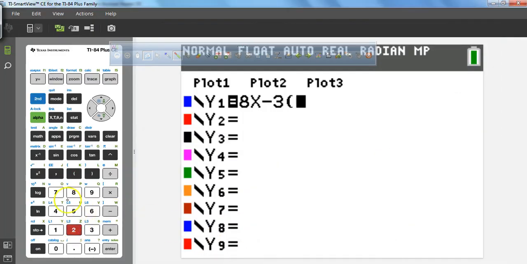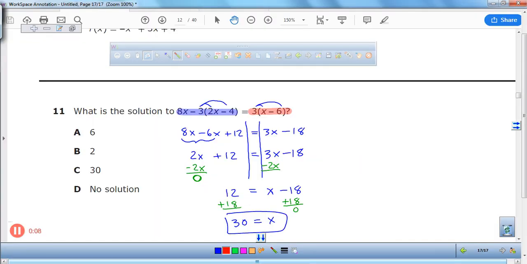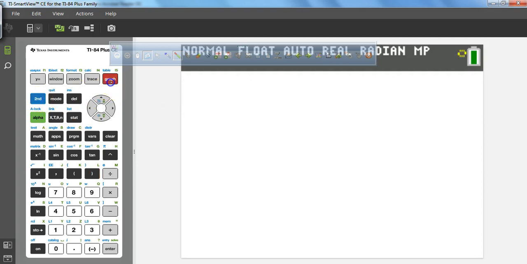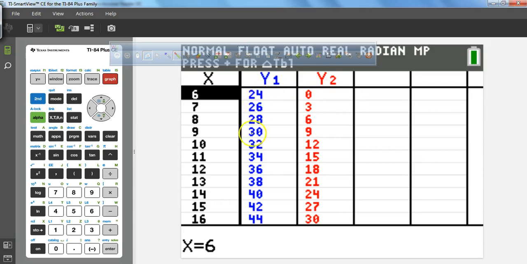2x minus 4. And you do have to type in everything perfectly accurate, otherwise it won't work. Over here, you're going to type 3, open parentheses, 3 times the difference of x, 6. Now, wherever these two lines meet, that's going to be your answer. So check this out. When I hit second graph, what we're looking for is where the y values are the same. And we got the answer of 30.